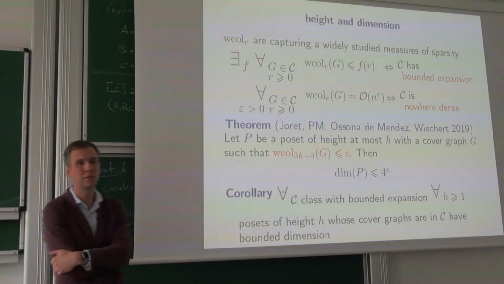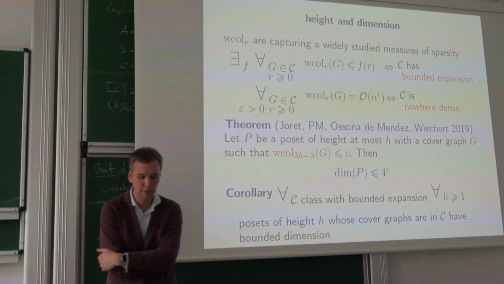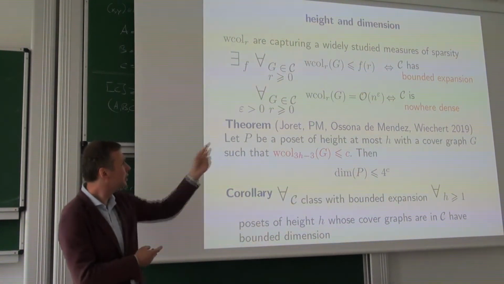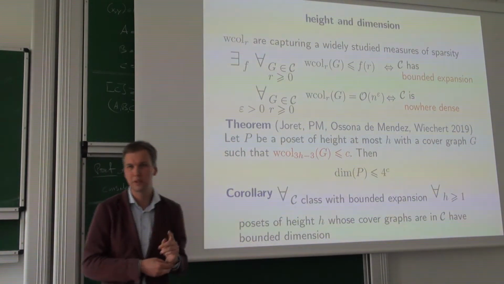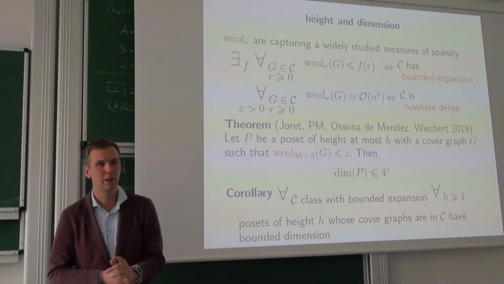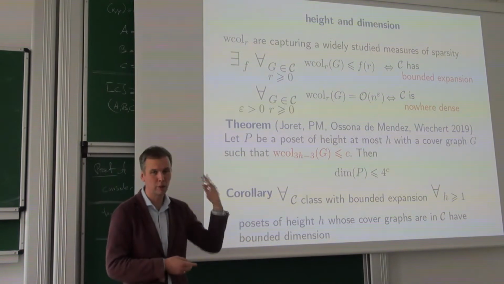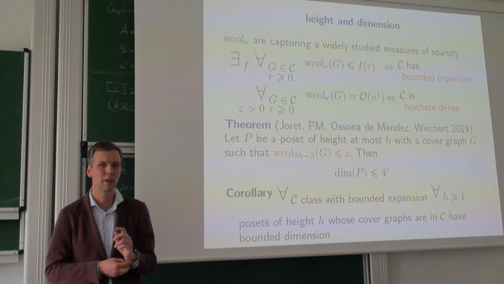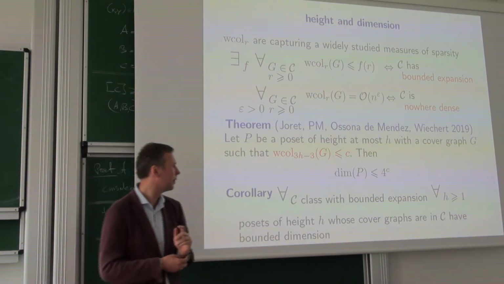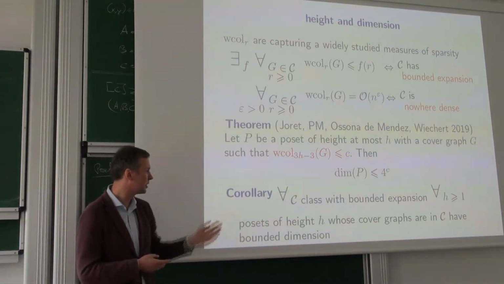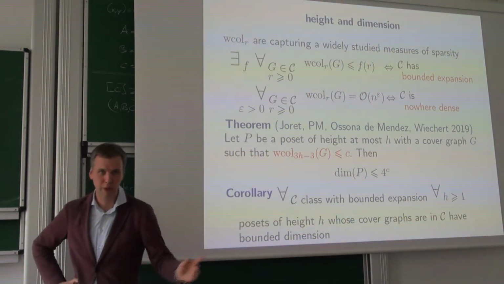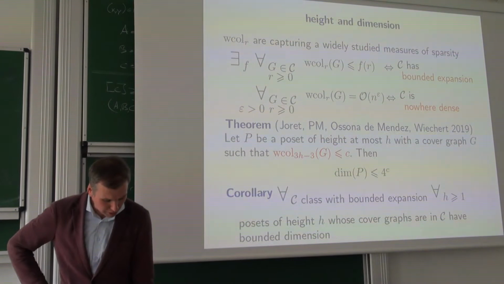One of them is bounded expansion, the other is nowhere denseness, and these are not the definitions of these notions, but they could be. There are lots of equivalent ways to say what it means for a class to have bounded expansion, and this is one of them. And then the corollary is, of course, that when you fix a class with bounded expansion, you have dimension bounded in the height.